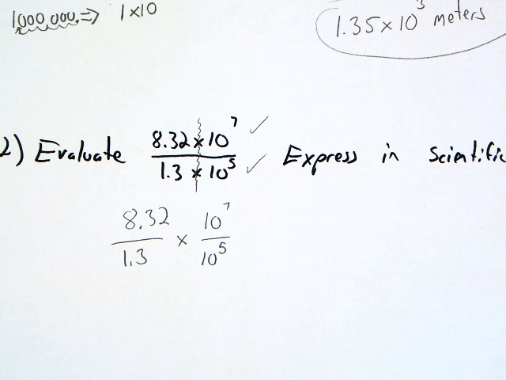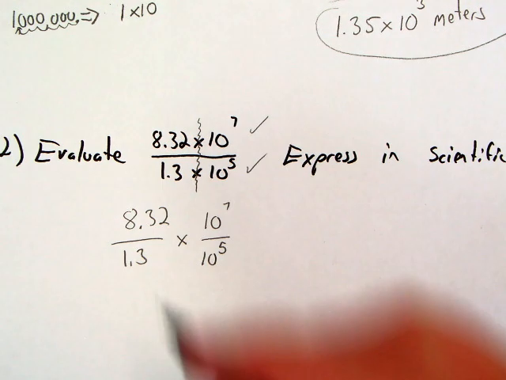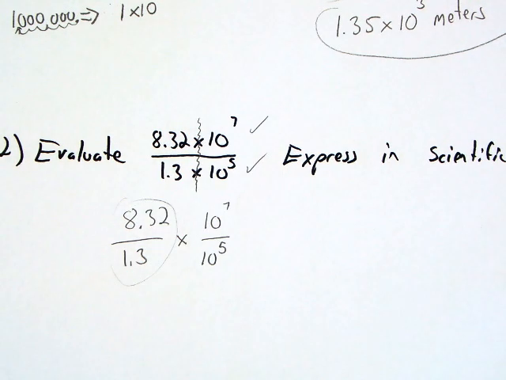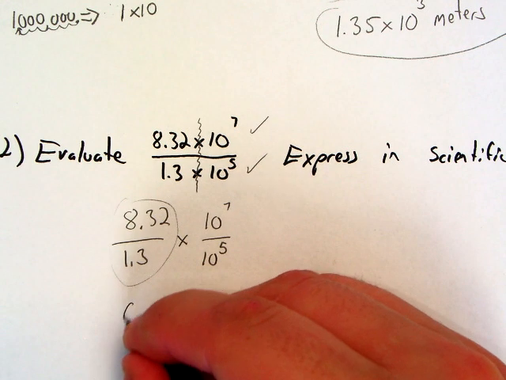Now, as we go through this, we need to make sure that we are doing this correctly. So, this part here is the first thing we're going to do, and we're going to divide those two numbers. So, 8.32 divided by 1.3 is 6.4.